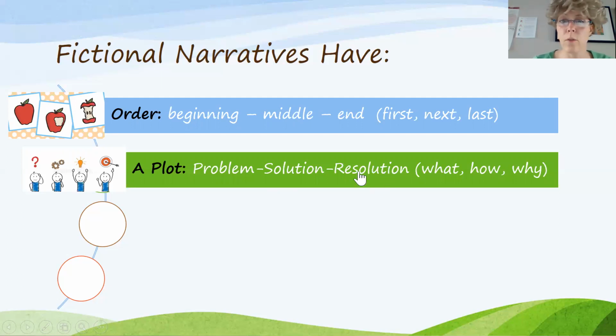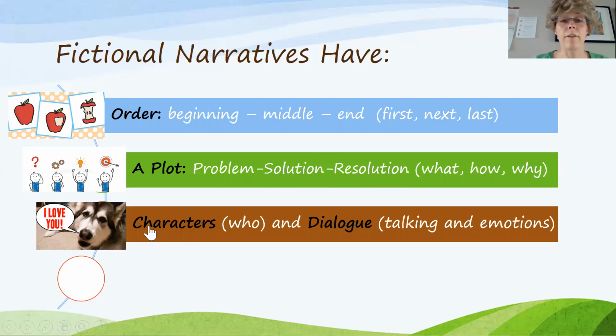So we see the word solution here, solving, or resolve, like resolve. Have you ever resolved a problem? That means you fix it. And then fictional narrative should have characters. That's the who in your story. They could be people, they could be animals, they could be made up creatures. They could be flowers. And then it should have some dialogue. That's talking and emotions. So we know how people are feeling and what they're saying in a story.